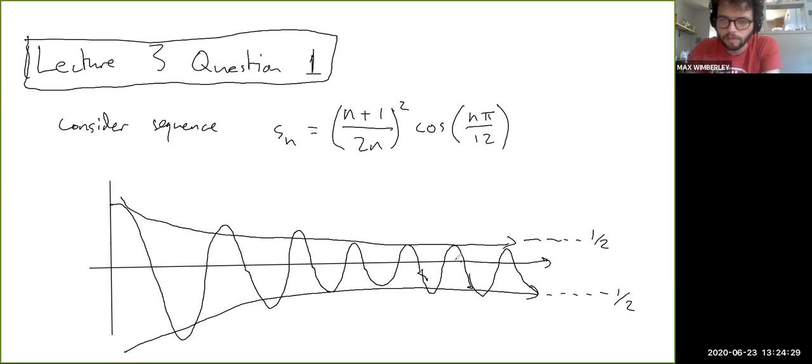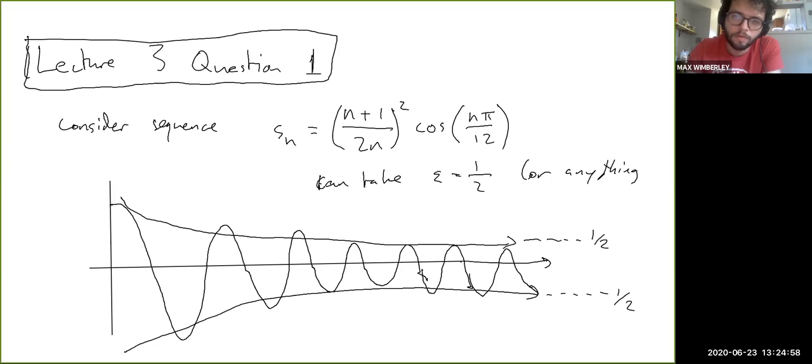So if we pick 0 as our proposed limit, what value of epsilon would show that 0 is not actually the limit of this sequence? Well, any value of epsilon below the amplitude of this wave. In fact, even taking epsilon to be 1/2, I believe, should work. But if you want to be safe, you could just pick something smaller, like epsilon equals 1/3, and so on.